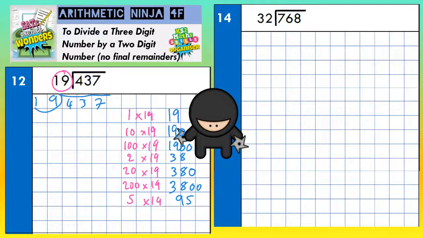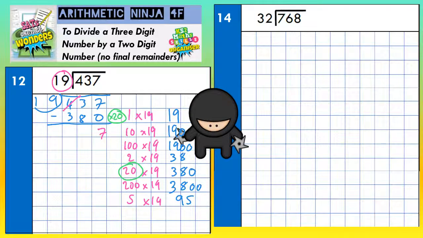The biggest chunk you can take away so far is 380. So take away 380. Make yourself a little sum at the side, say what chunk of 19s that is. That's 20 19s. So you put a little times 20 at the side just to remind yourself. And let's work it out. So we've got 7 take away 0 is 7. 3 take away 8 we can't do.